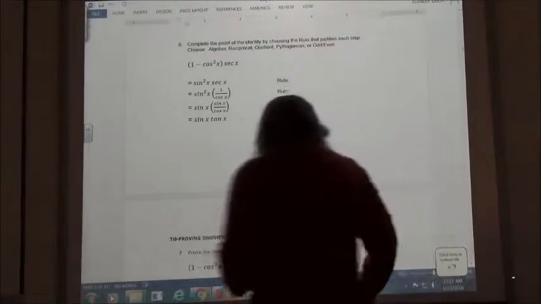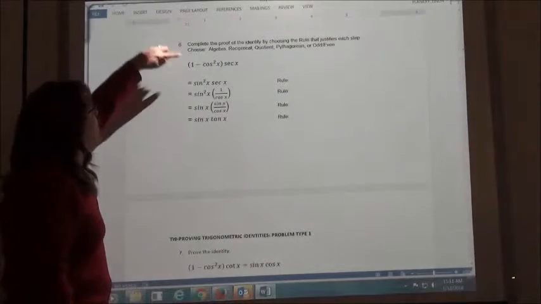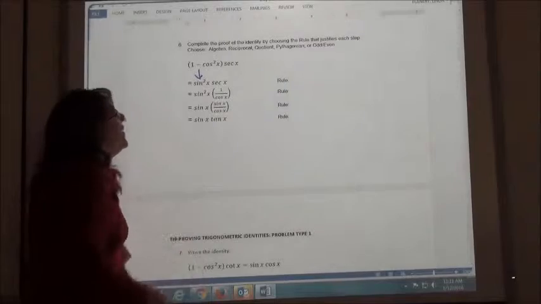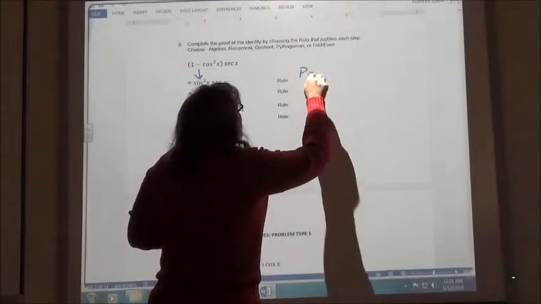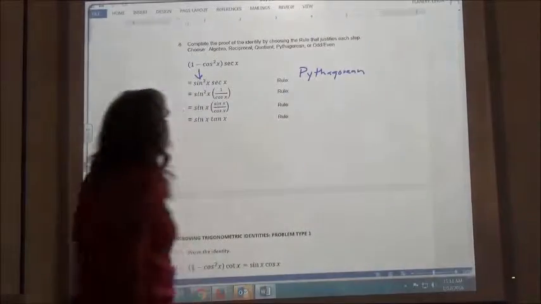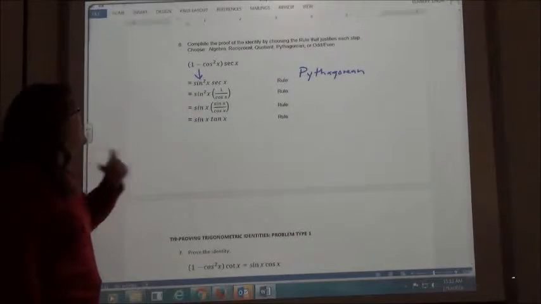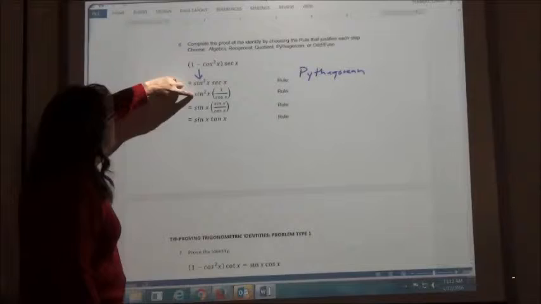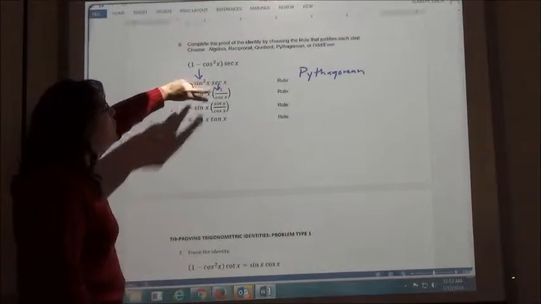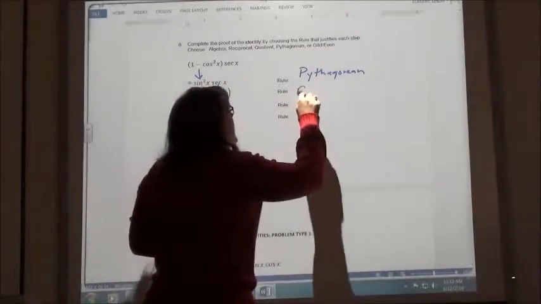Number 6. 1 minus the cosine squared of x, they changed it into sine squared of x. Again, that's my Pythagorean identity. Next thing they did, we left the sine squared, we changed the secant into 1 over cosine, so we did the reciprocal identity.